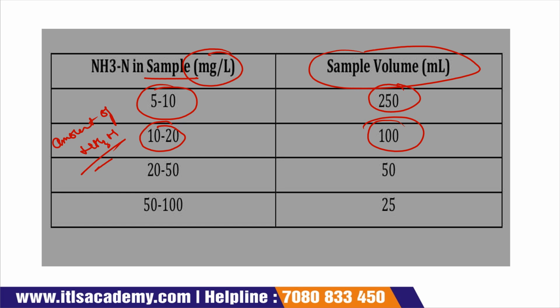And if the amount of ammonia in the sample is around 20 to 50 milligram per liter, then we take 50 ml of sample. And if the amount of ammonia is around 50 to 100 milligram per liter, then we take a sample volume of around 25 ml. So this is about the amount of ammonia in milligram per liter and, according to that, the sample volume that we take.